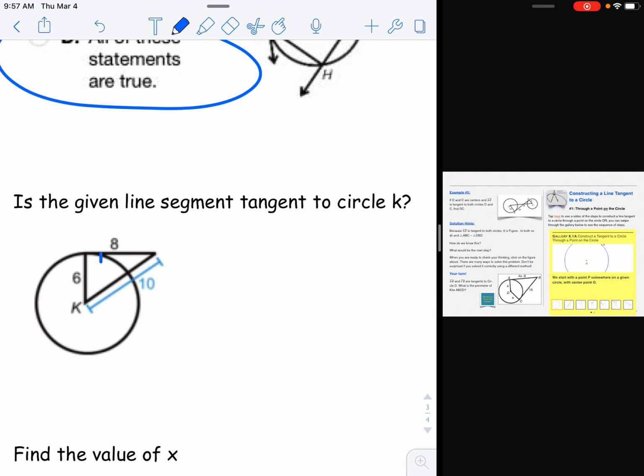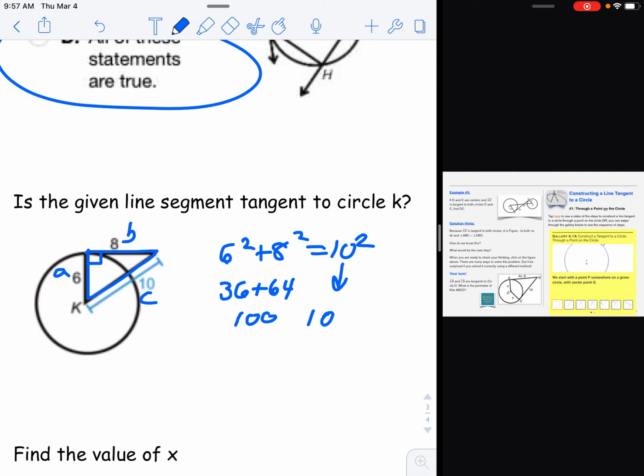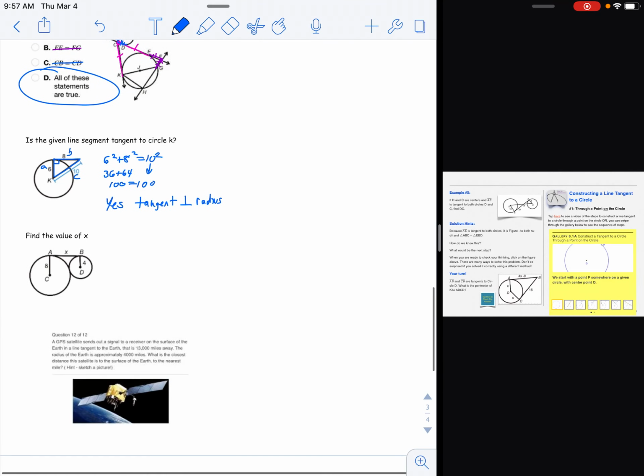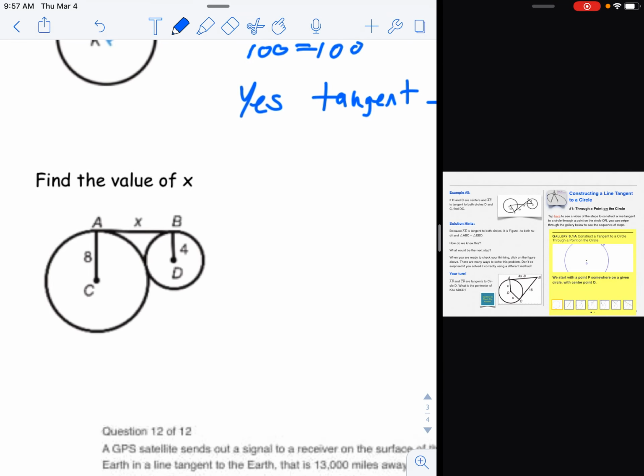All right. Is the given line segment tangent to circle K? Well, if it is, that means this is a right triangle, so Pythagorean theorem must work. So 6 squared plus 8 squared must equal 10 squared. We're going to get 36 plus 64, which is 100. 10 squared is 100. So since it's perpendicular, it's yes, because the tangent is perpendicular to the radius. Cool beans.